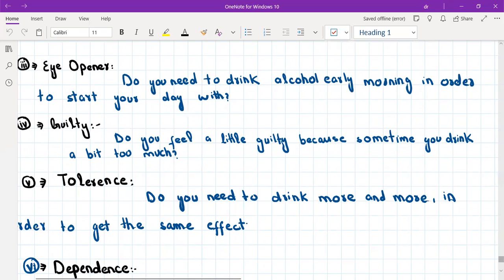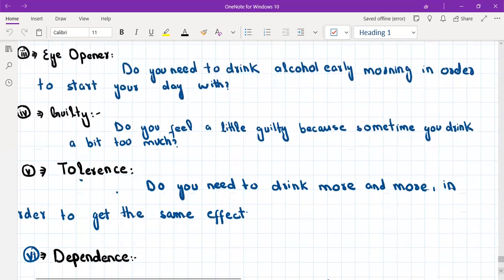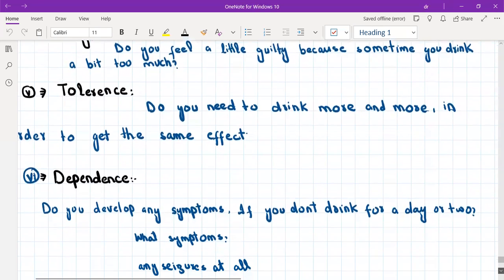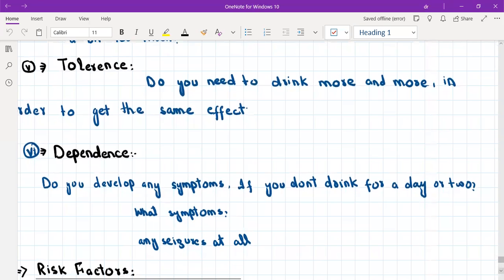That is tolerance. A person who is dependent on any drug becomes kind of immune to the same amount, and he doesn't get the same high with the same amount of drug, so he keeps on increasing it. This is one indication of dependence. Then withdrawal and dependence: do you develop any symptoms if you don't drink for a day or two?